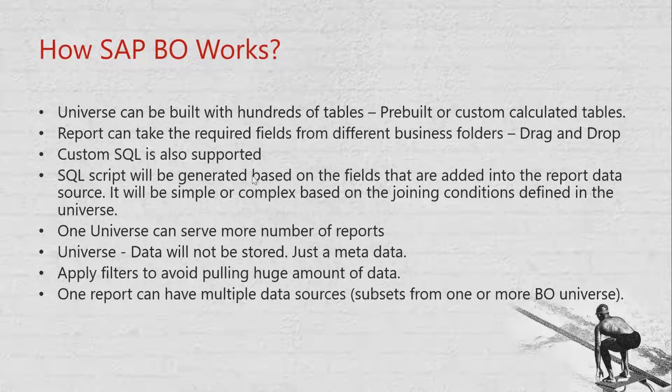And in Web Intelligence report, you can have multiple sources in a report. So when I say multiple sources, it can be multiple universes or one universe with different queries, right? One universe can have multiple tables, right? That's what I mentioned. So when I say multiple data sources in the reporting layer, let's say there is a universe called test. Within that universe you can create one query called query 1 with selected fields. You can have one more query called query 2 with a different set of fields, right?